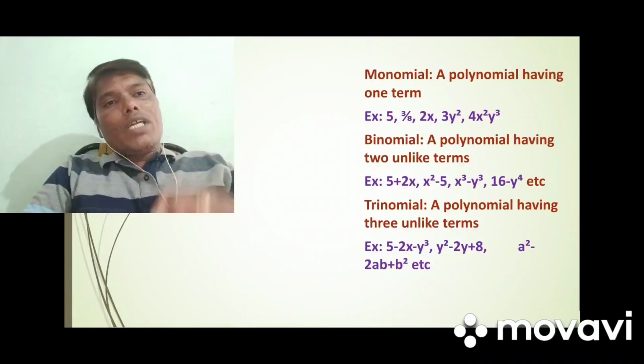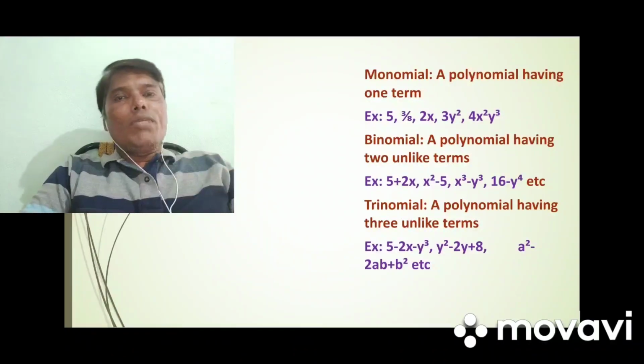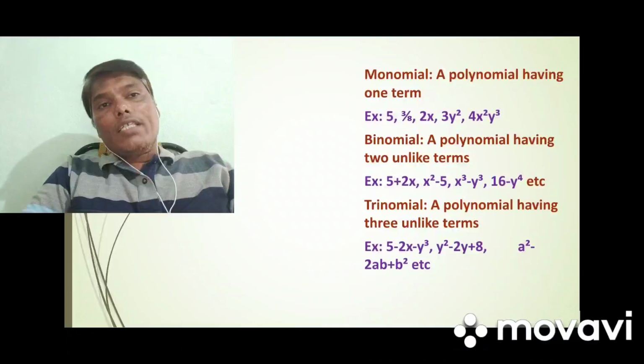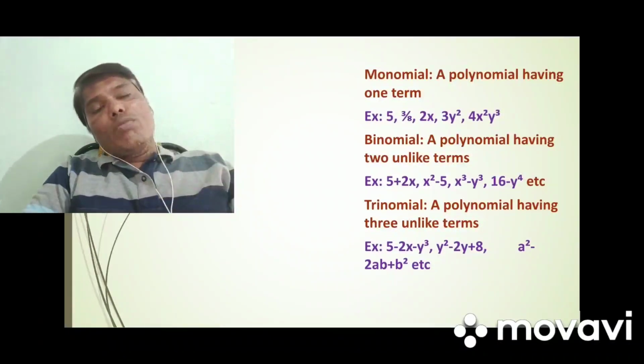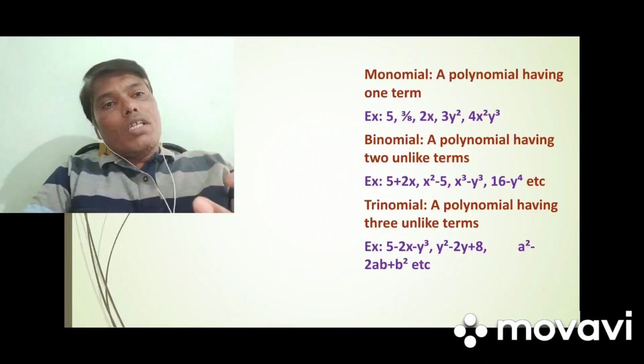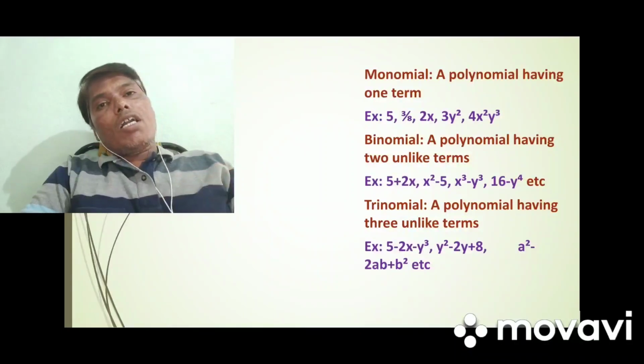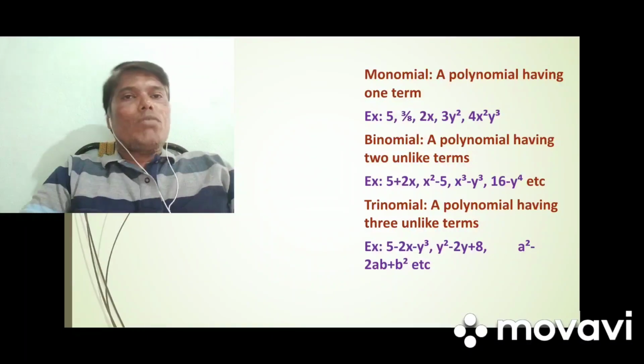Let us observe the next one, x square minus 5, it is also a binomial because the given 2 terms are unlike terms. x cube minus y cube, it is also a binomial because of the 2 terms present in it. So like that 16 minus y power 4 is also a binomial.